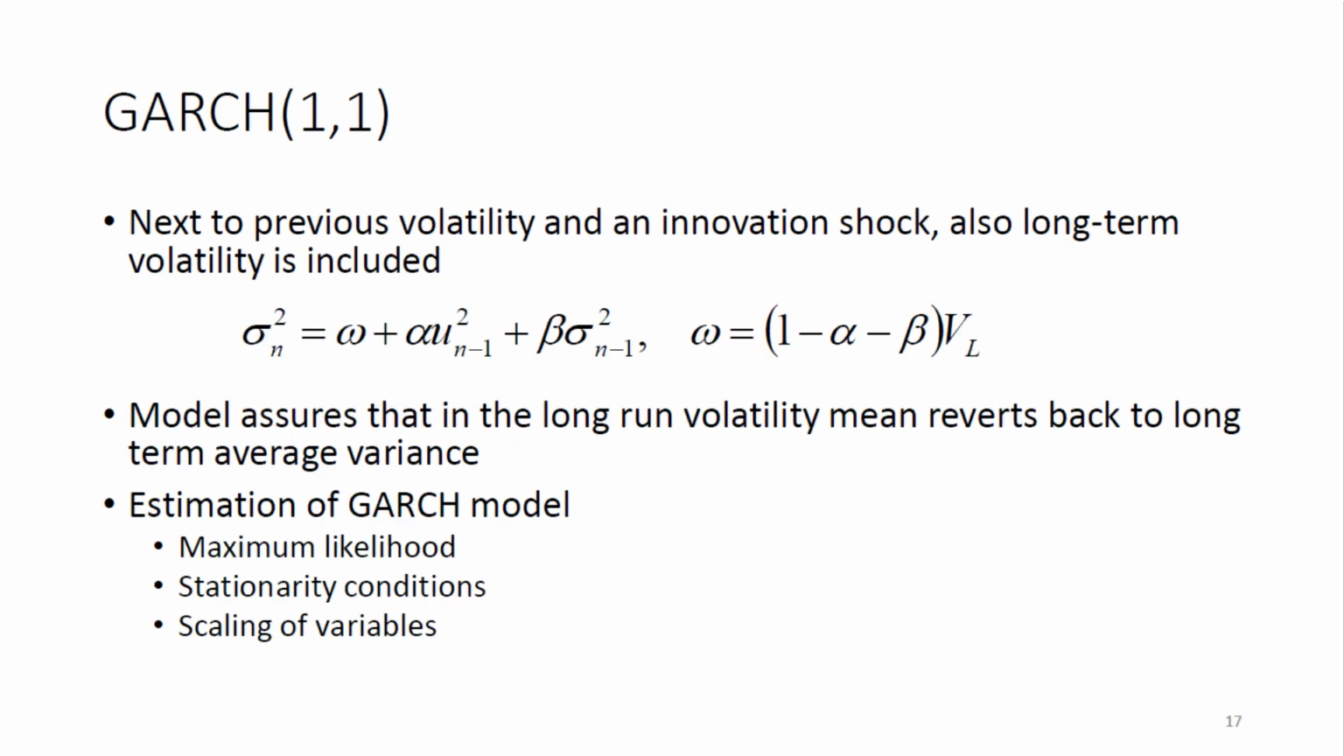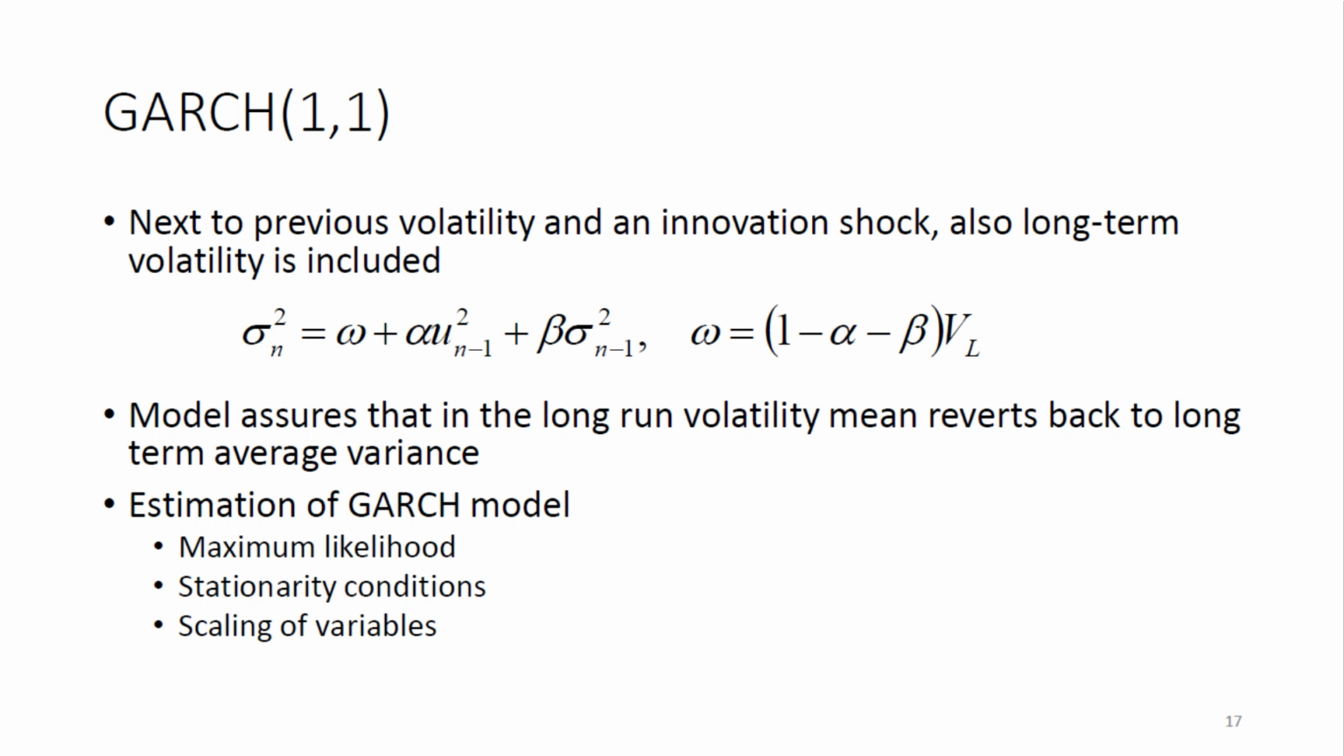Now let's move to the second updating scheme. In this updating scheme, same as with the exponentially weighted moving average, we look at shocks in the previous period, u_{n-1} squared, and we look at the volatility in the previous period, sigma_{n-1} squared, but we also add to the formula an omega. What the omega does is it assures that there is a long-term average variance to which the volatility in the long term is pulled back. That's not a property that the exponentially weighted moving average has. Very often what we do, and I will discuss that in a minute, is that we set the omega equal to (1 minus alpha minus beta) times the long-term variance, V_L, because then it's easier to estimate this model.